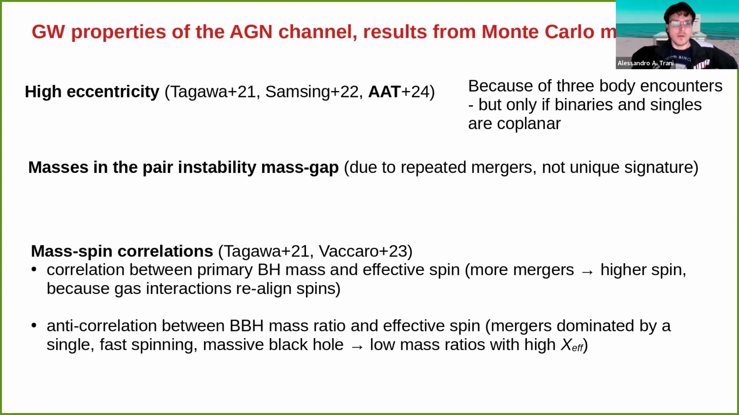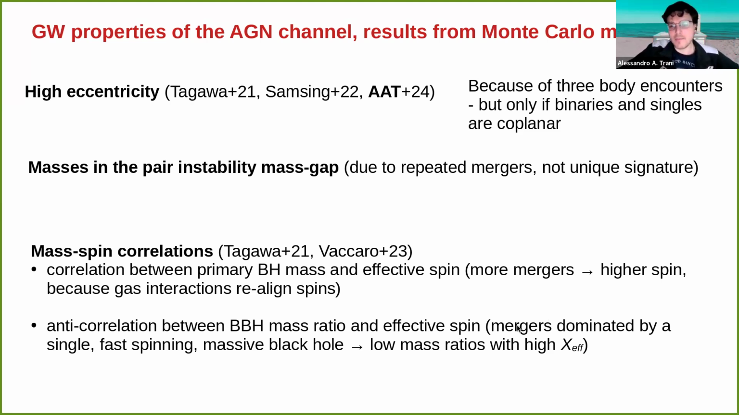So we basically expect these three main pieces of evidence: high eccentricity. We should see also masses in the pair-instability mass gap, because we expect repeated mergers. So the merger product should remain embedded in the disk, and also we should see some mass-spin correlation. And if you look at this last point, there is an anti-correlation between binary black hole mass ratio and effective spin in the current gravitational wave data.